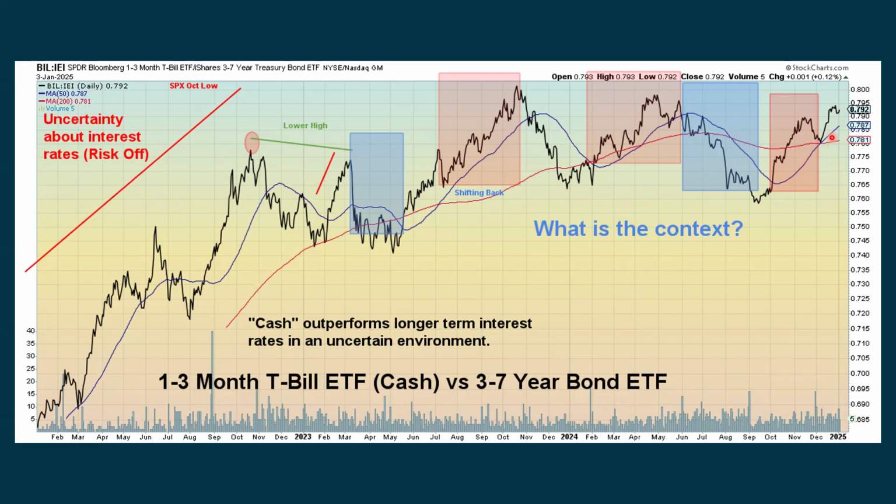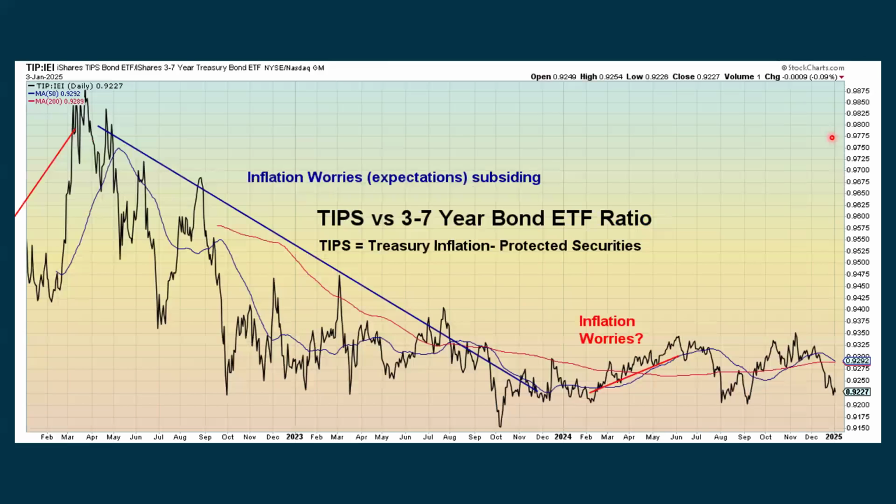But we're not necessarily seeing this across the board, and I'll show you what I mean. This is the TIPS, and these are Treasury inflation-protected securities compared to 3 to 7 year bonds. Now, TIPS adjust for inflation. And when inflation worries really hit the market, then this ratio really goes up. Well, even though we've been seeing interest rates going up, we're seeing this ratio actually going down. And this is more in the intermediate term here with bonds from 3 to 7 years.